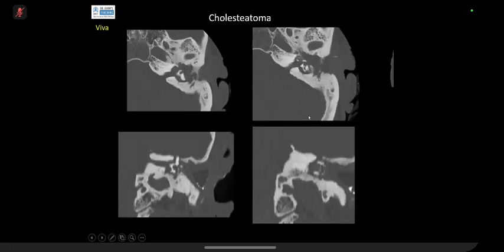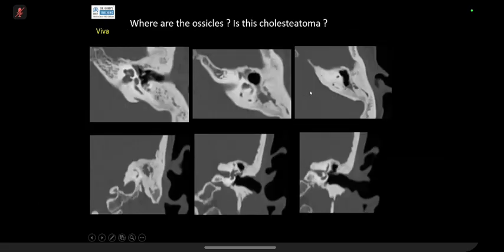Here is a big one where you can see that the internal ear is also completely destroyed. You don't see anything: cochlea, vestibule, etc. And actually, IAM is there, but it will take years and years for this thing to happen. So this is acute mastoiditis, acute otitis media and mastoiditis with destruction of the ossicles.